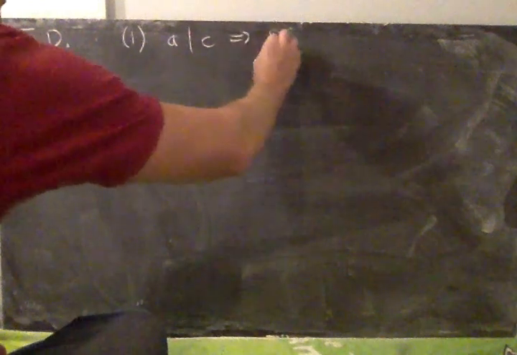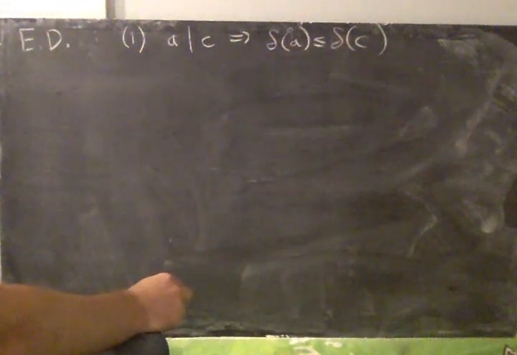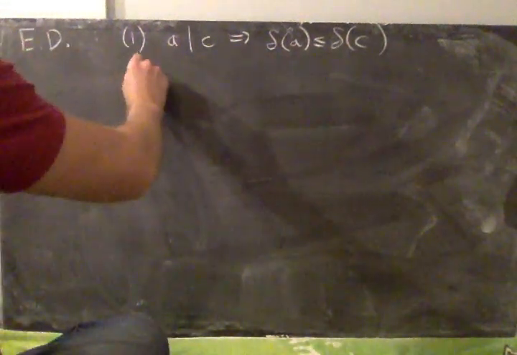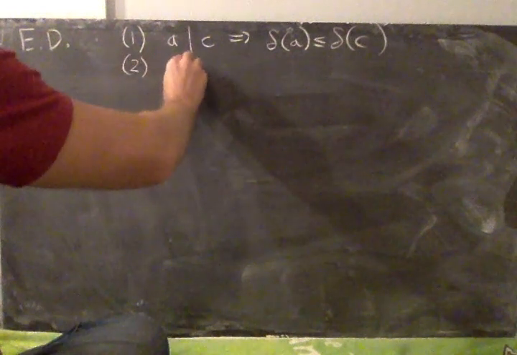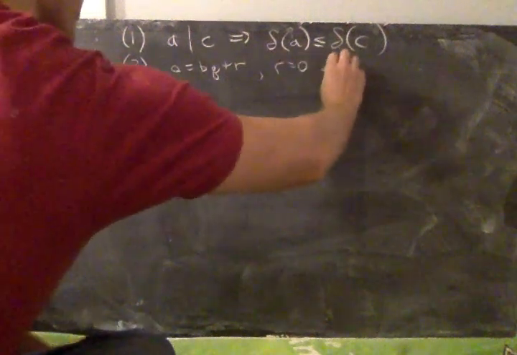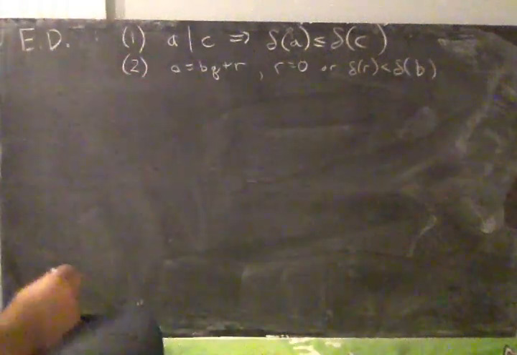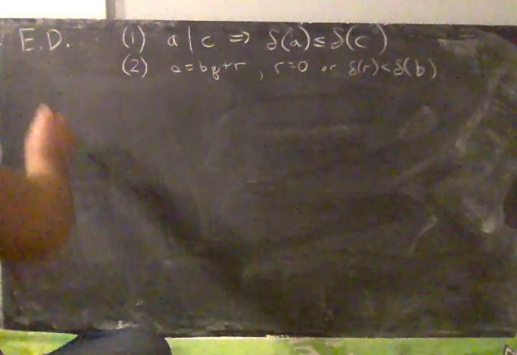So let me just remind you the key properties of a Euclidean domain. The key things are, one, and I like this formulation, that A divides C implies delta A is less than or equal to delta C. And two is the division algorithm: A equals BQ plus R, and R equals 0, or delta of R is less than delta of B. So those are two things to keep in mind.